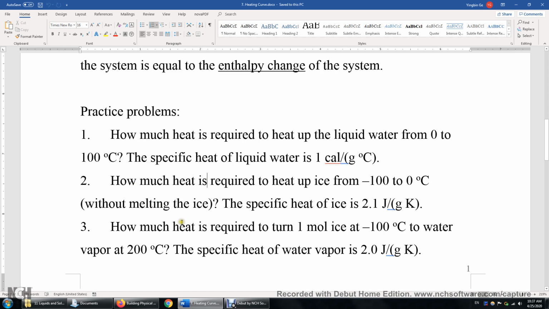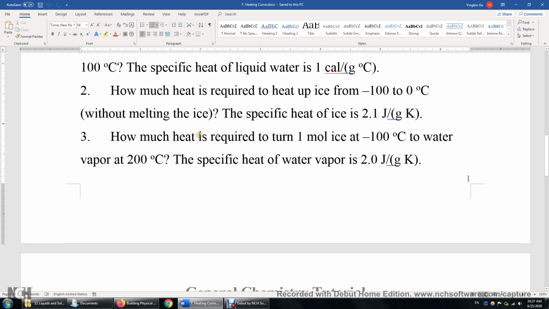And then finally, how much heat is required to turn 1 mole ice at negative 100 degrees Celsius to water vapor at 200 degrees Celsius? Well, I need to give you the specific heat of water vapor, which is 2.0 joule per gram per Kelvin. Actually, this value is exactly the same as 2.0 joule per gram per degree Celsius. Remember, if we're talking about temperature change, 1 Kelvin is equal to 1 degree Celsius.